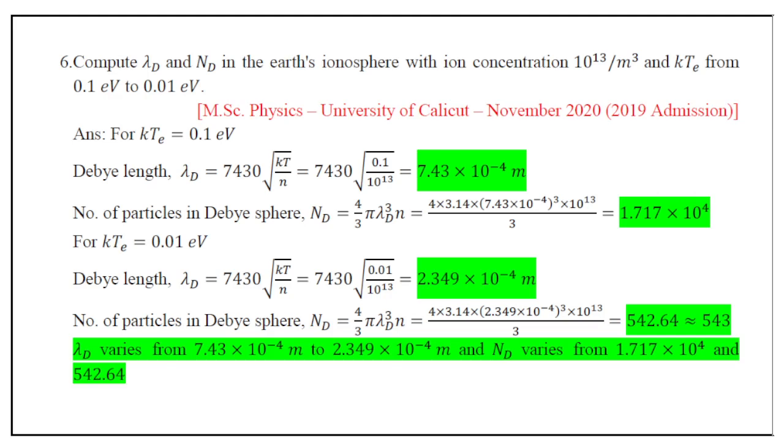So steps are the same, only the difference is KTE is 0.1 and here KTE is 0.01 and number density is the same, 10^13. So we get lambda D varies between these two limits and ND varies between these two limits. Here also we can see as temperature increases, the volume of the Debye sphere increases and the number of particles in the Debye sphere also increases.